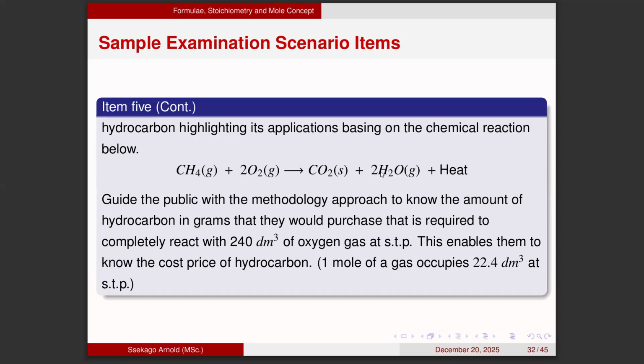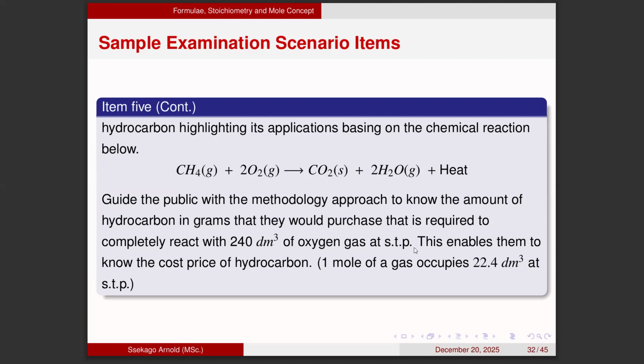So we are given this equation. Stoichiometry will always be given an equation to relate products with reactants. So what is the key task here? The task is to guide the public with the methodology approach to know the amount of hydrocarbon in grams that they would purchase that is required to completely react with 240 decimeters cubed of oxygen gas at STP.